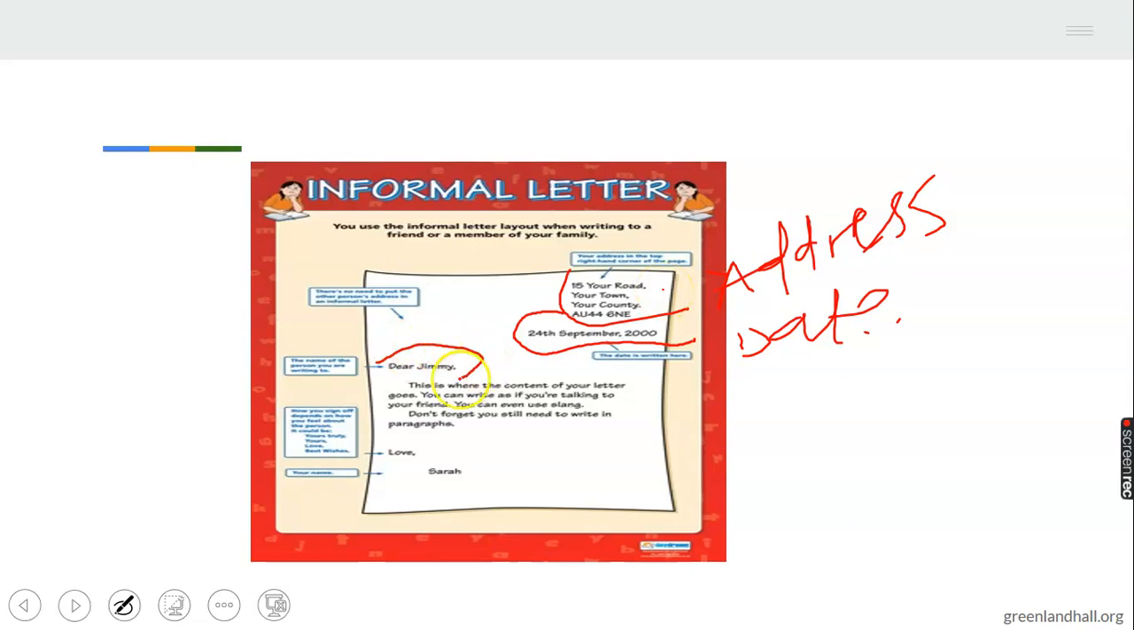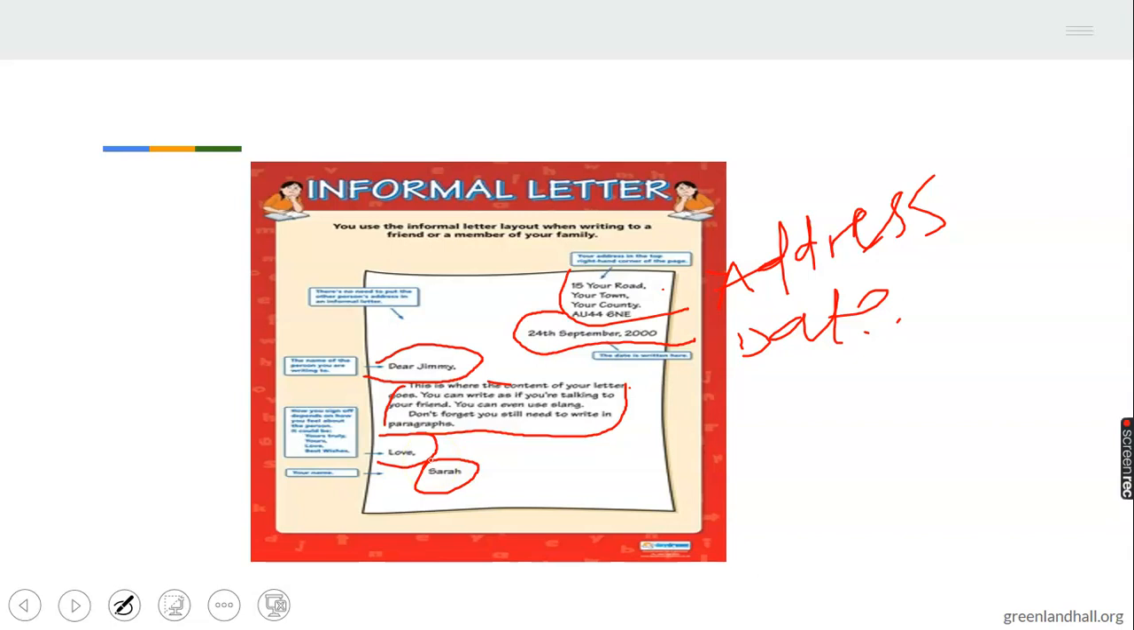You see what the person has written here, dear Jimmy. There's the salutation. Then you see the person writing, you see there's no topic. Then the person writes the letter, and then the person writes love. Then the person writes her name, Sarah. Okay, this is what an informal letter looks like.